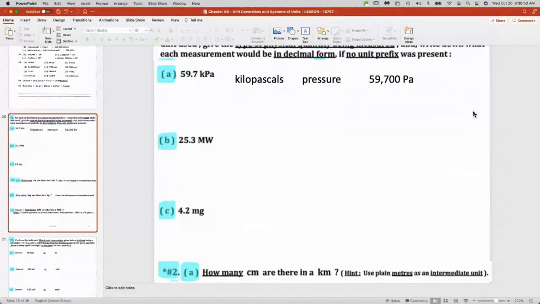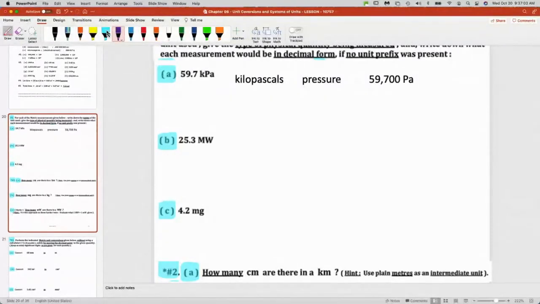For those that are not sure how I got Pascal there, 59,000. What's the confusion about? This has to do with just giving the name of this unit. That's right, kilo's 1,000. I think it was the number. Okay, so I was about to talk about that. So this K here means 1,000. Thank you, Nicholas. So you just multiply by 1,000, exactly.